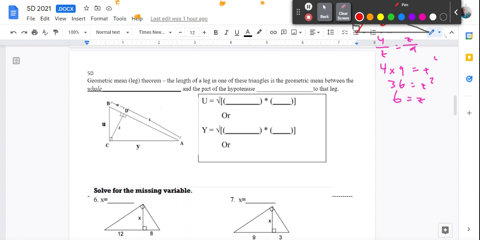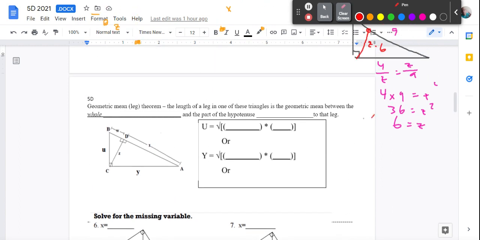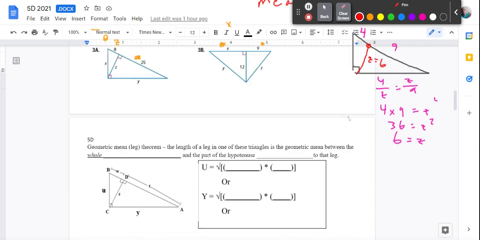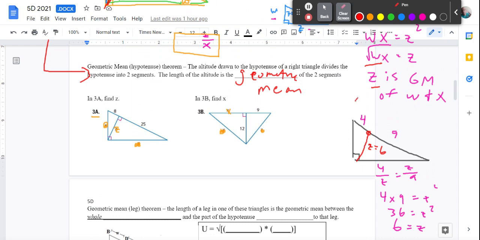All right, next, I want to talk about the geometric mean leg theorem right here. Take a minute to copy everything down if you need to. Pause the video if you need to. Go back if you need to. I'm going to clear the screen here and show you the geometric mean leg theorem.